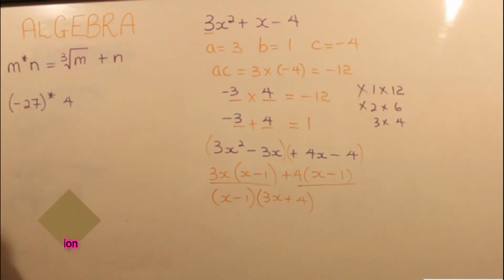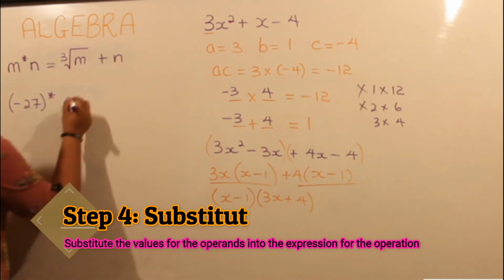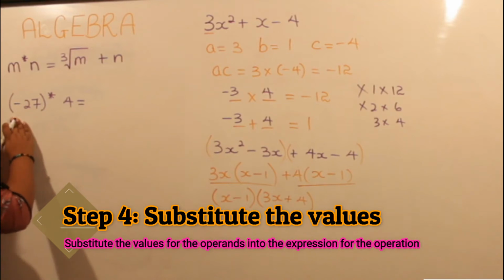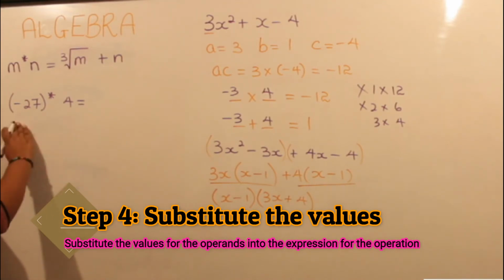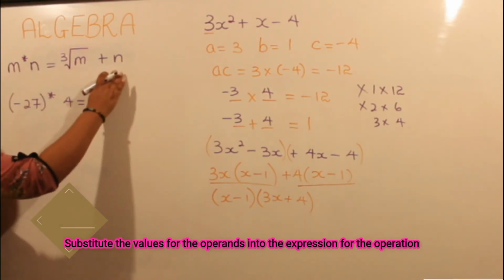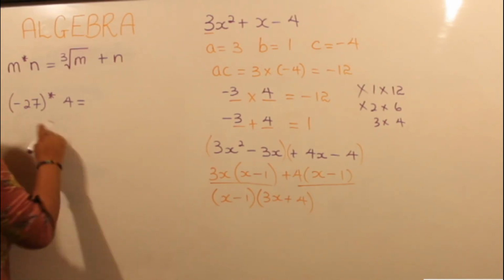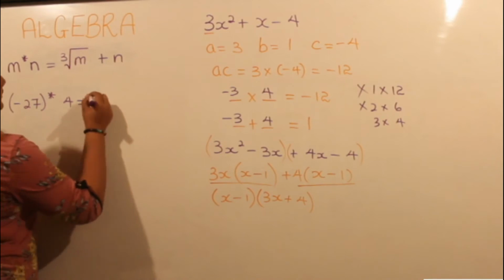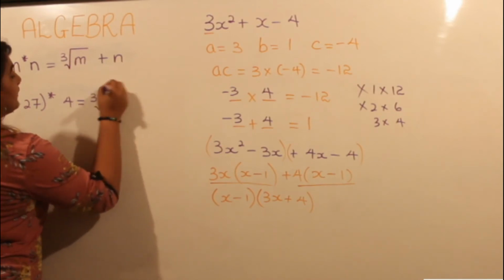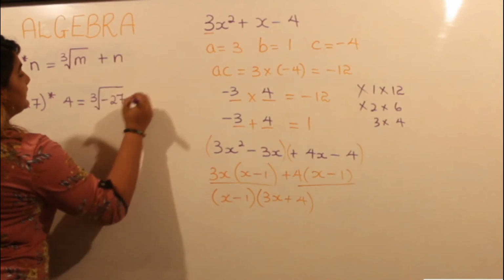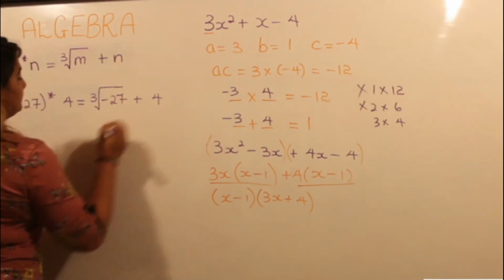So in our next line, we're going to start working on the problem. We'll start by writing the expression which corroborates exactly the operation according to star. So here we have minus 27. This means we have to find the cube root of minus 27 plus n, which is 4.